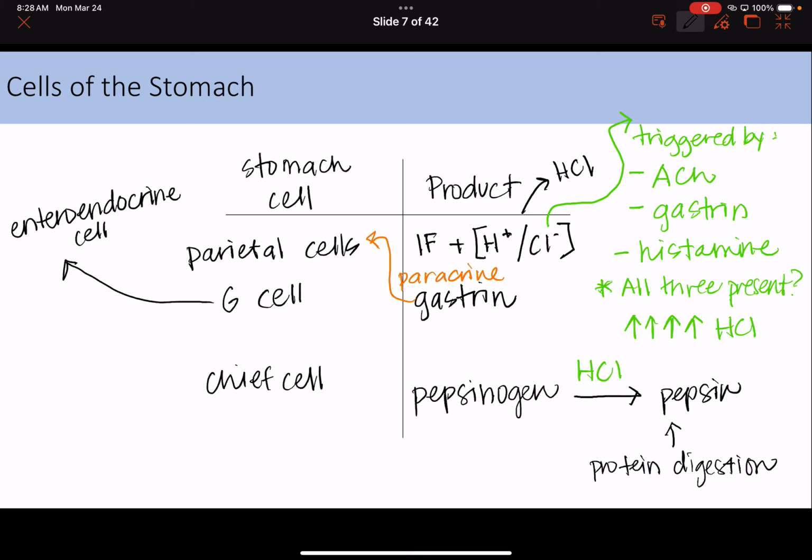So, questions about those three cell types and products? Pepsinogen is the inactive. Yes, pepsinogen is inactive, pepsin is active.